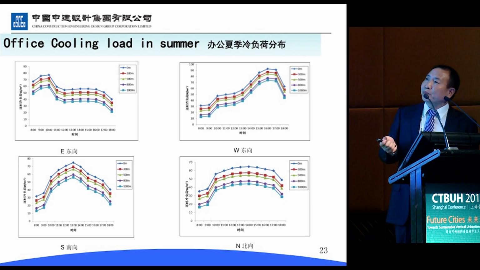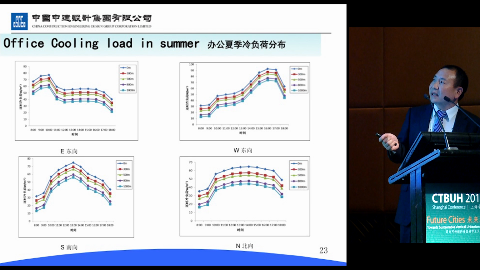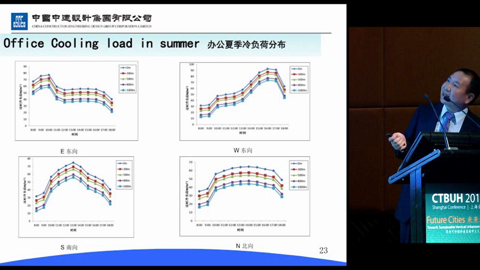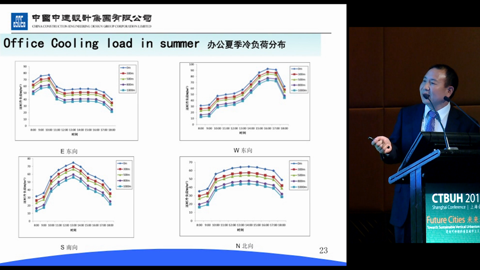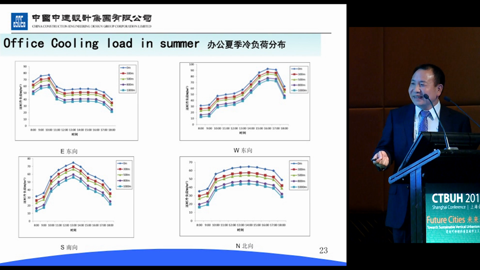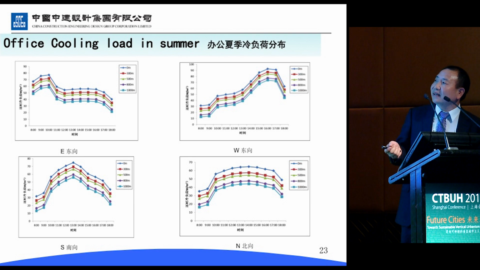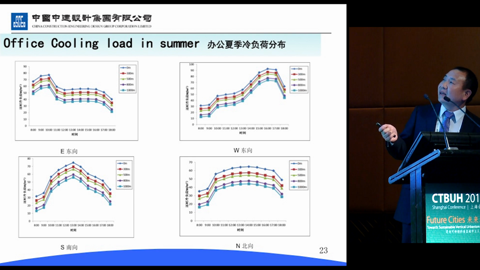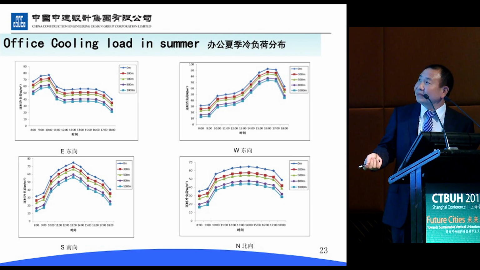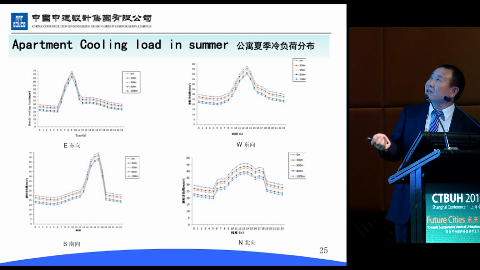And now let's look at the office cooling load in summer. It depends on where the location is. This one is supposed to be westward. This is an arrow here, and the bottom left is south, and the bottom right is north. Again, the load will go down as you go up.